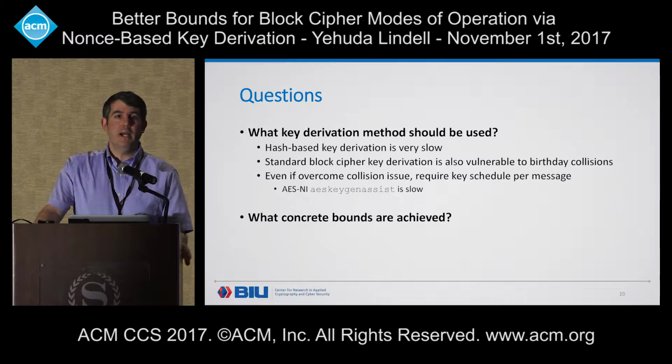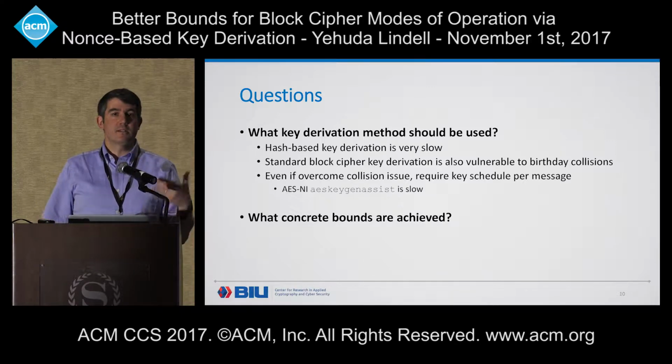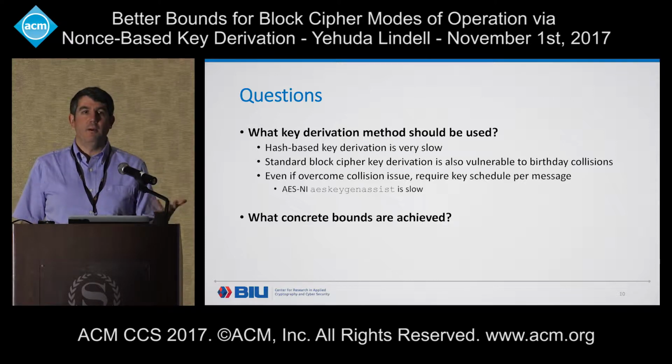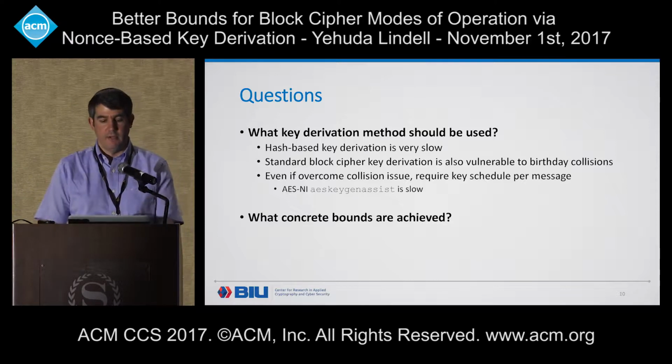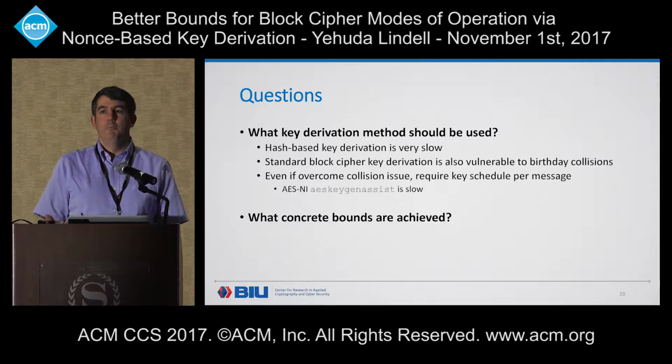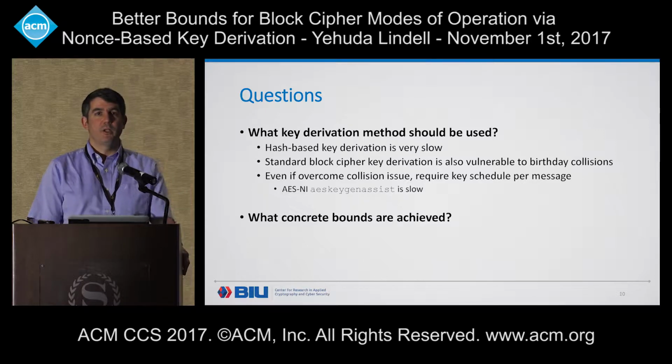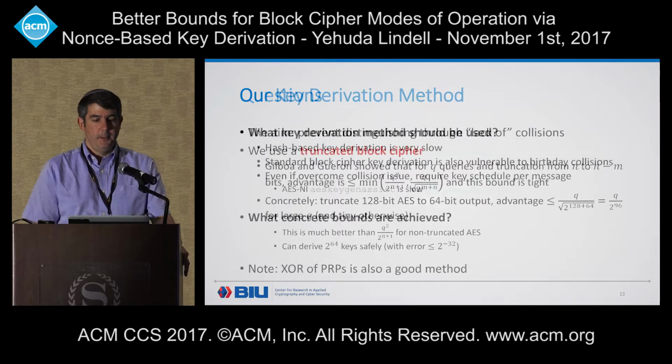The second question that we ask is, okay, so this intuitively gives better bounds, but what are actually those concrete bounds, and are they good enough, and are they very significant? Because we are making a change, and there is some performance penalty, so we want to see that we're doing something which makes a big enough difference.